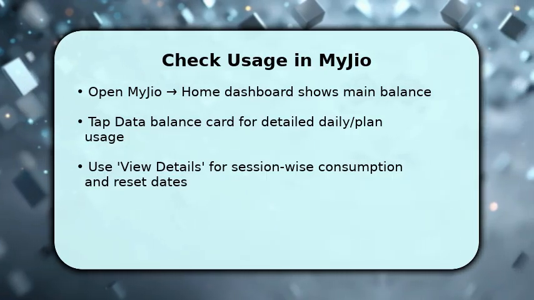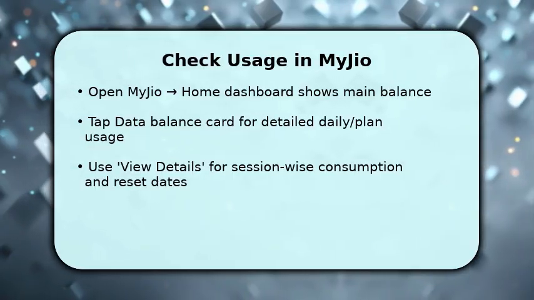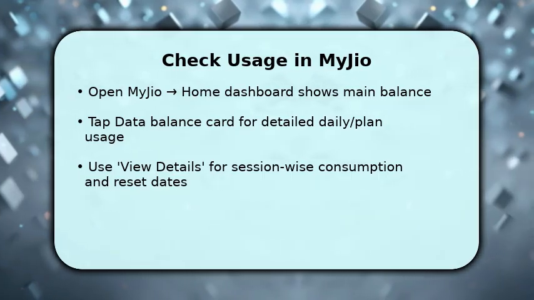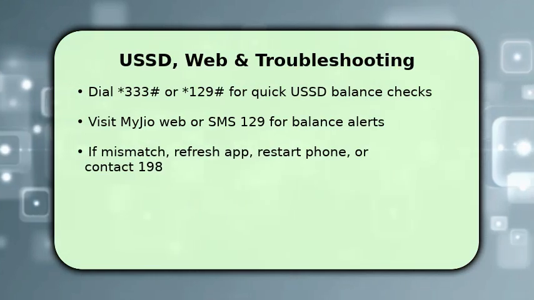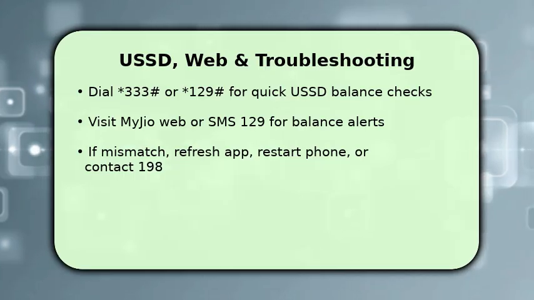If you want teacher-level precision, note the plan reset date so you can compare remaining GB versus days left, and then plan throttling accordingly. If the app is unavailable, you can quickly dial the Geo UST code like *333# to see your data balance. It's fast and reliable.